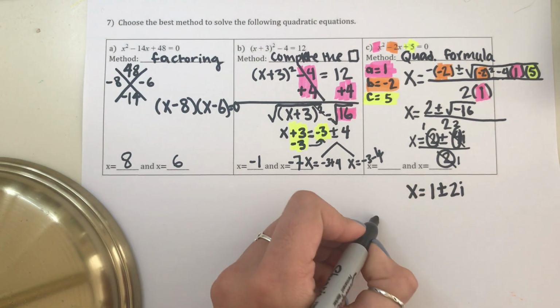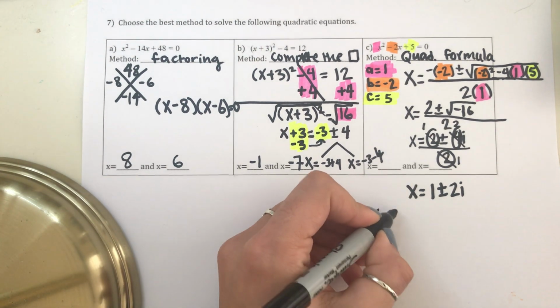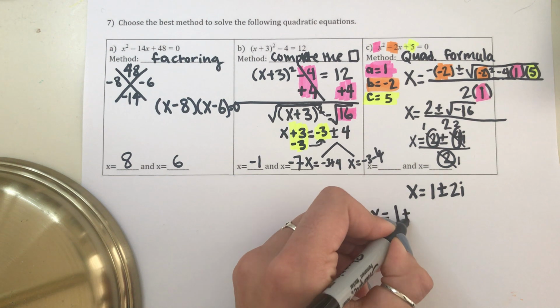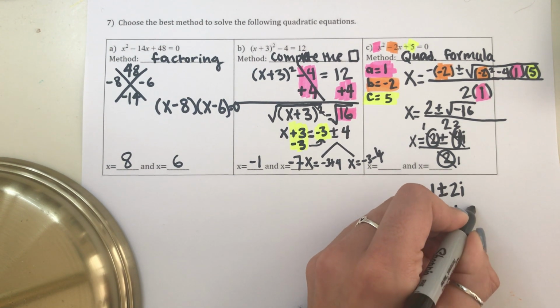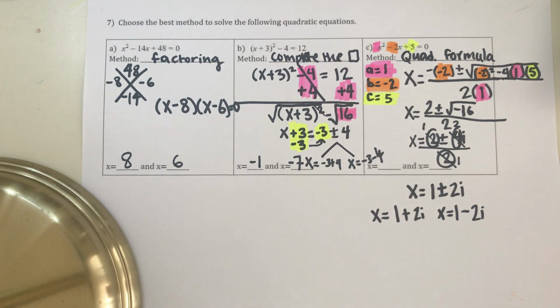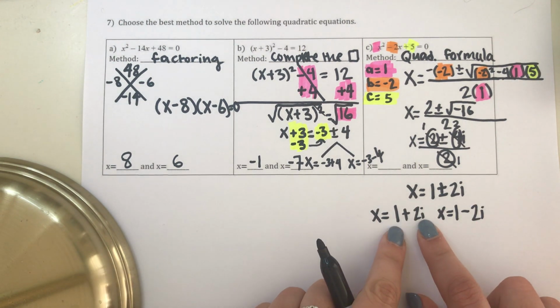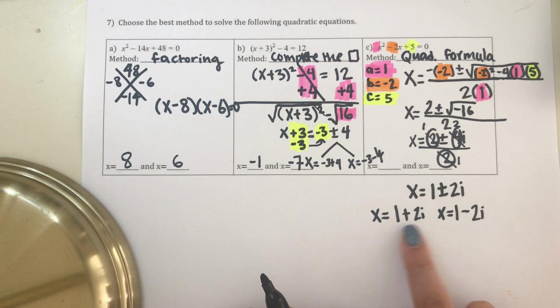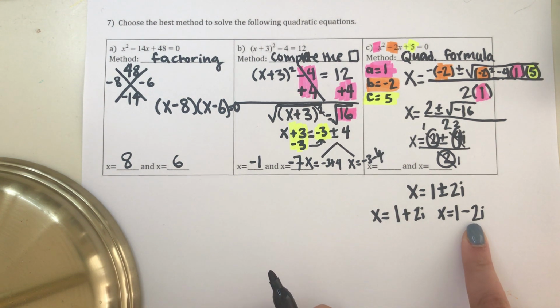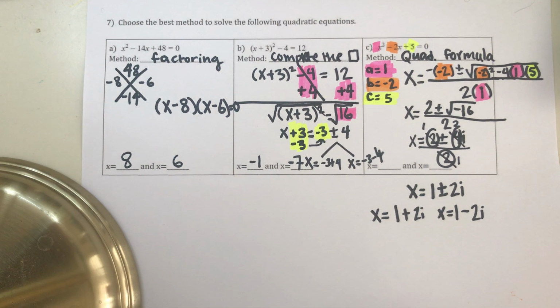And for your two answers, you'll write x equals 1 plus 2i, x equals 1 minus 2i. And that would be it, because we cannot combine real and imaginary numbers together, so they just stay separate like this with a plus and minus sign between them. That is choosing the best method.